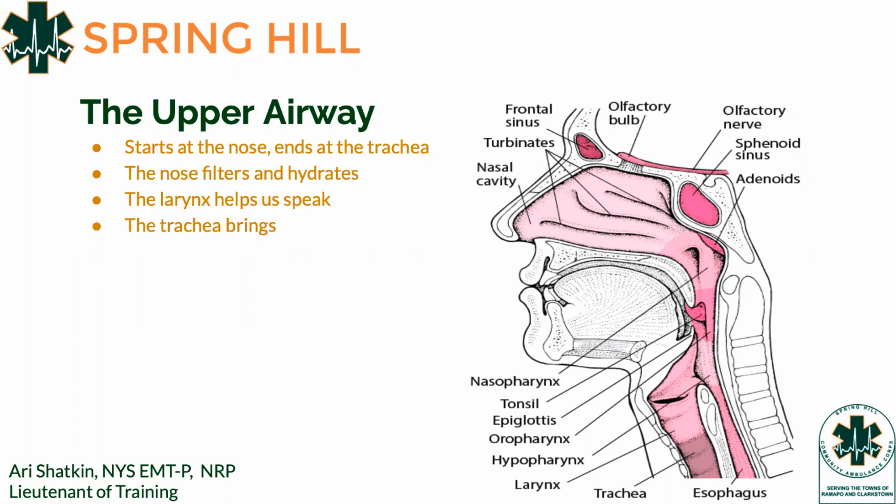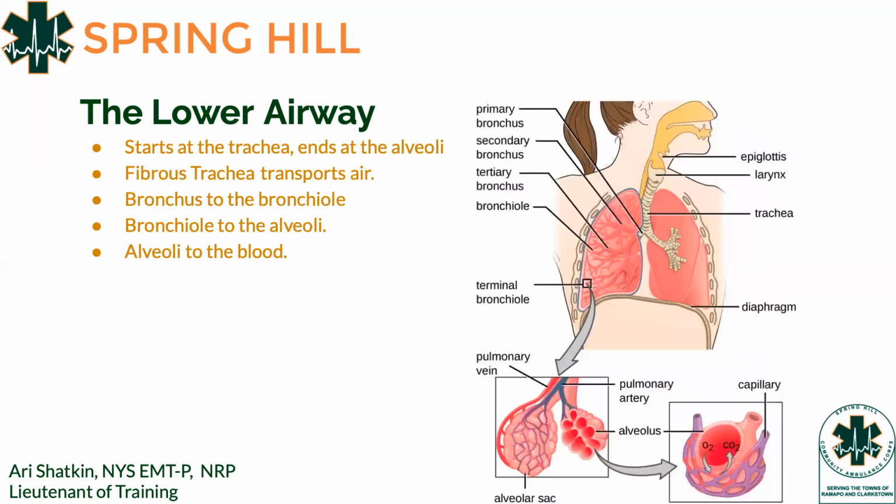After it passes through the nose, over here it goes down the throat, it goes through the larynx, which is our voice box. It's how we actually speak. It's how I'm speaking to you guys. And then we enter the lower airway. The lower airway is going to start at the beginning of the trachea and end in the alveoli. The fibrous trachea, fibrous just means hard.